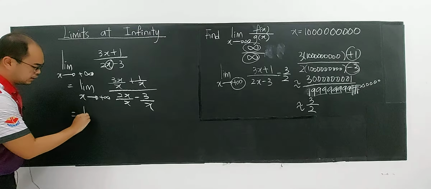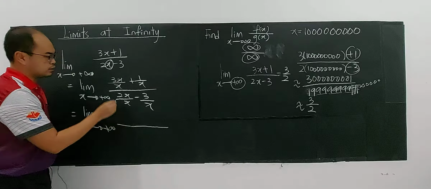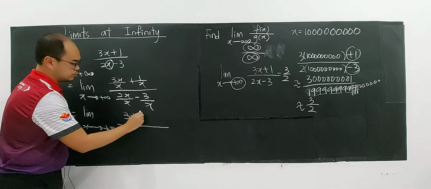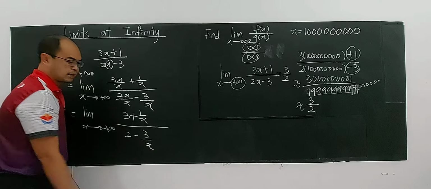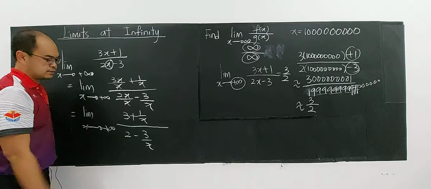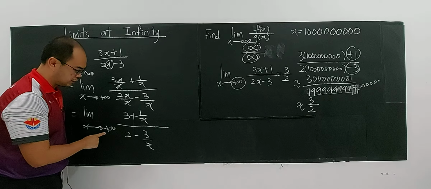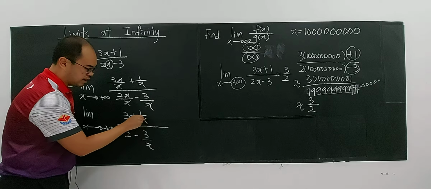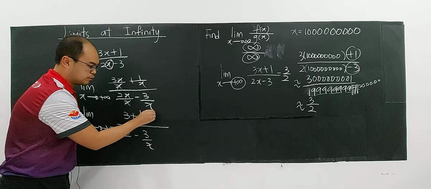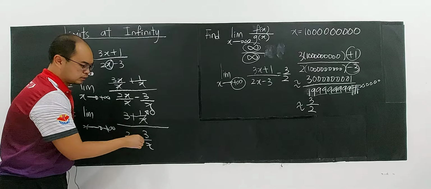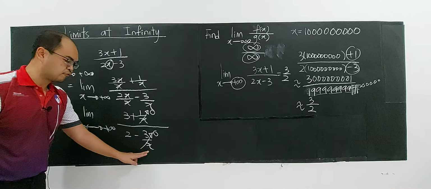So now you have the limit as x approaches positive infinity of (3 + 1/x) over (2 - 3/x). Eliminate the x out. Now you can see that if you have positive infinity, it means that x is very large. In the previous video, I told you a number divided by a very large number will approach 0. So this one also approaches 0. Alright, 3 over infinity.